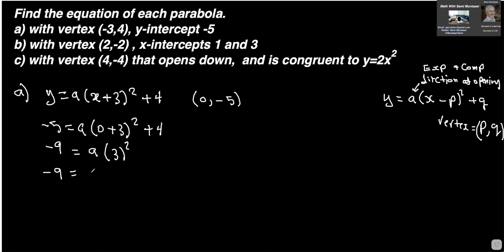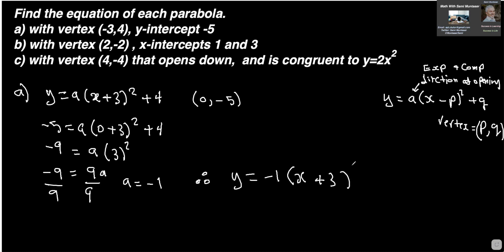Negative 9 equals 9A, and therefore divide both sides by 9. By 9, A would equal negative 1. And therefore, the first answer for A is y equals, now that we know what A is, negative 1(x plus 3) squared plus 4. And that's the answer for the first one.